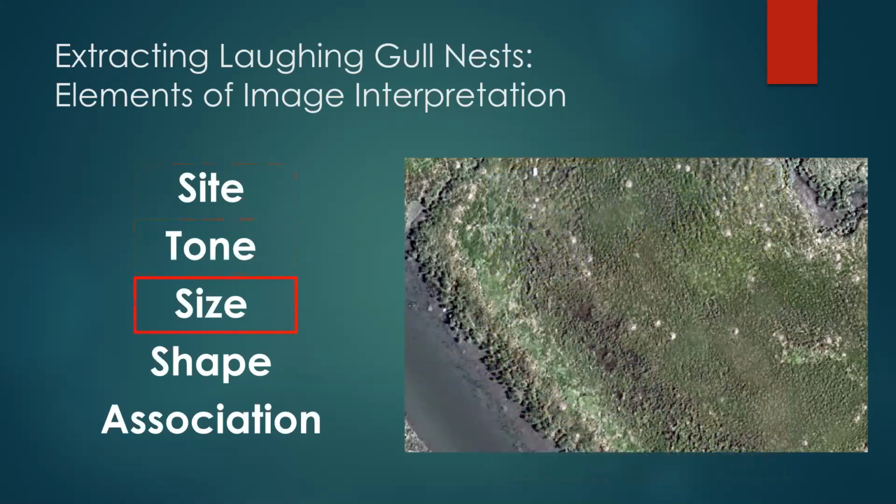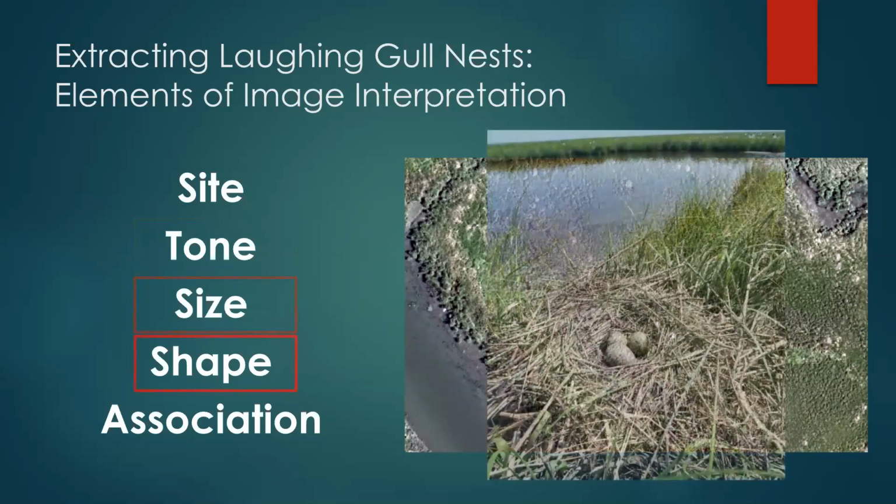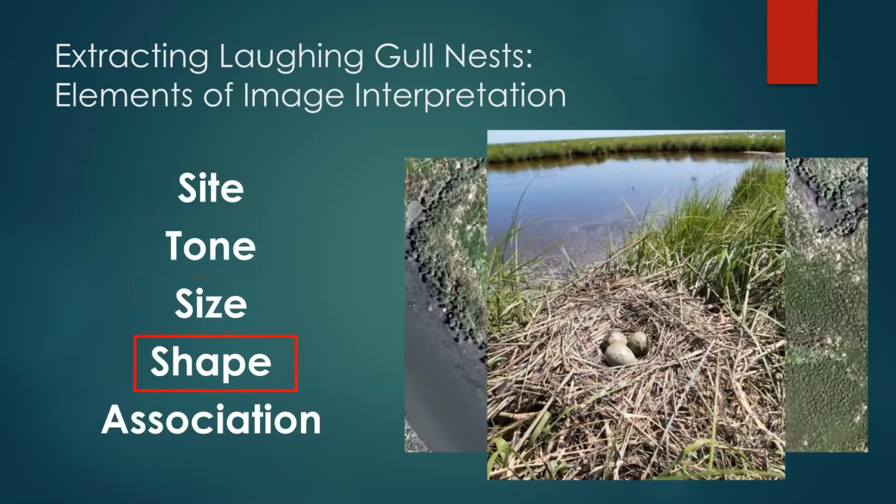Our third element that we use is size. Laughing gull nests are typically only 1 to 2 feet in diameter. So I use this as a threshold to help filter out large areas of dead vegetation that are clearly not nests. I also use the shape element of image interpretation. Zooming again on this picture, laughing gull nests are often rounded as the bird builds out the nest from that central egg cup throughout the breeding season. Although this is not as rounded as man-made features, it's still something we can look for while searching for nests in the aerial imagery to help further narrow down what is a nest and what is not a nest.